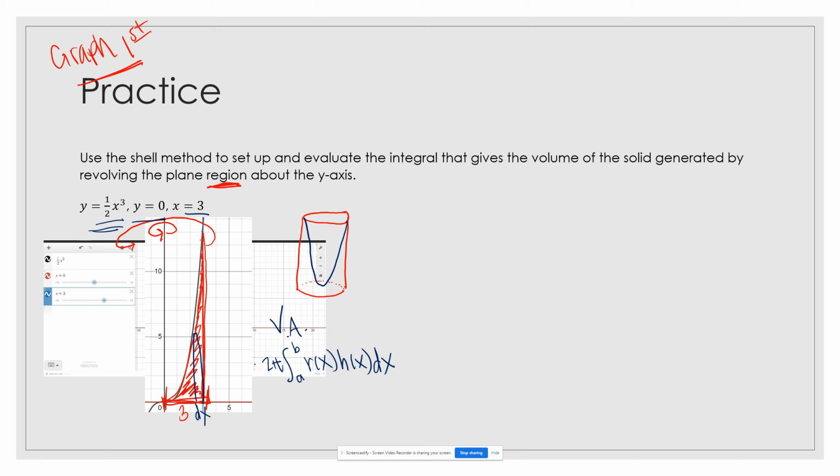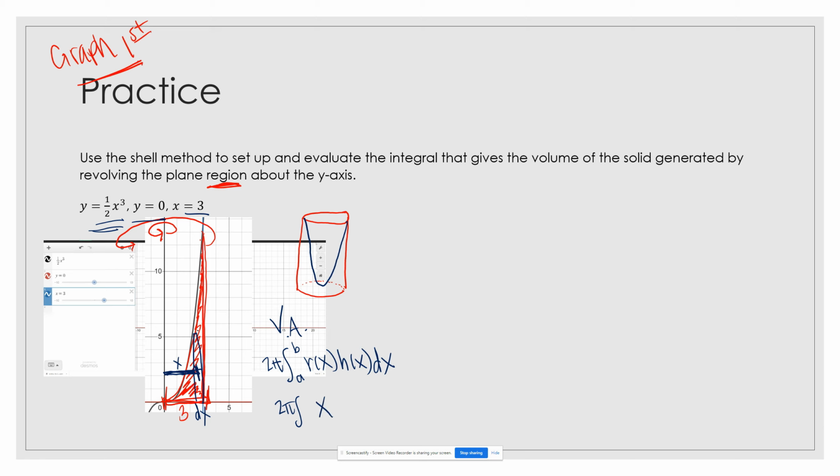So r of x is going to be from the axis of rotation to the outside, right? Because that's going to be half of the diameter. And so that's this distance here. Well, that distance there is just x. It's changing depending on where we put our rectangles, and so that distance is x. So r of x, I'm going to replace with an x. So let me rewrite this: 2 pi, and then r of x is just x.